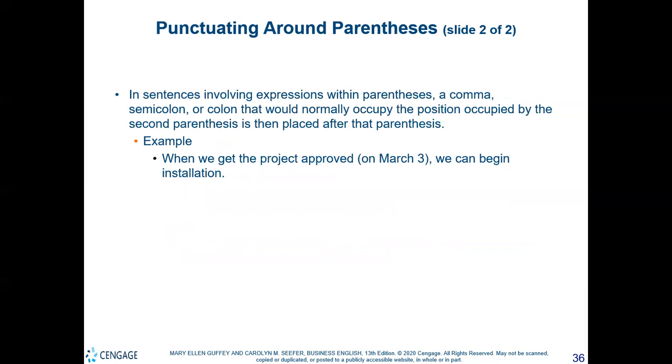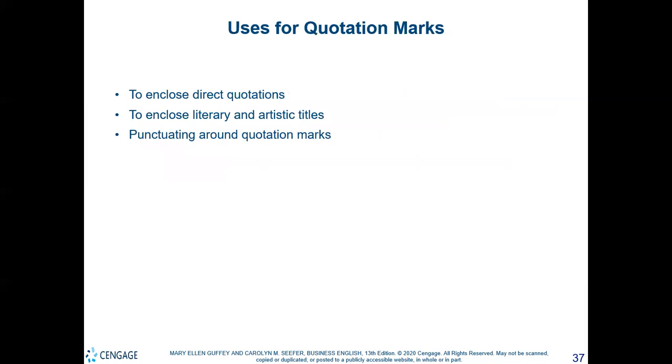Punctuating around parentheses. In sentences involving expressions within parentheses, a comma, semicolon, or colon would normally occupy the position occupied by the second parenthesis, and is then placed after the parenthesis. Example: When we get the project approved (on March 3rd), we can begin installation.